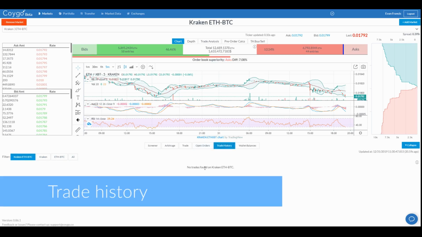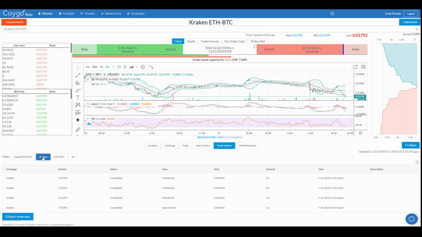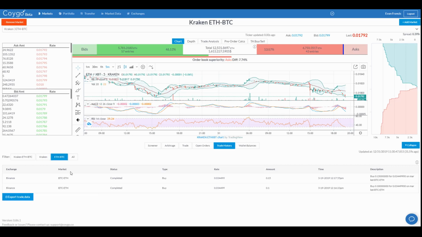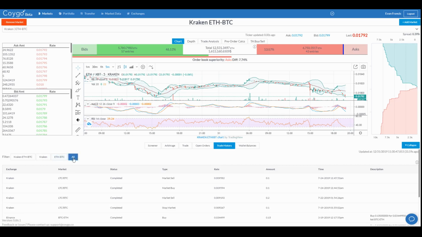Next we have the trade history. So by default, it will show all trades on this current market. We haven't placed any trades here, so we can say show us all trades that happened on Kraken, or all Ethereum Bitcoin trades across every exchange we have connected, or every trade in general.